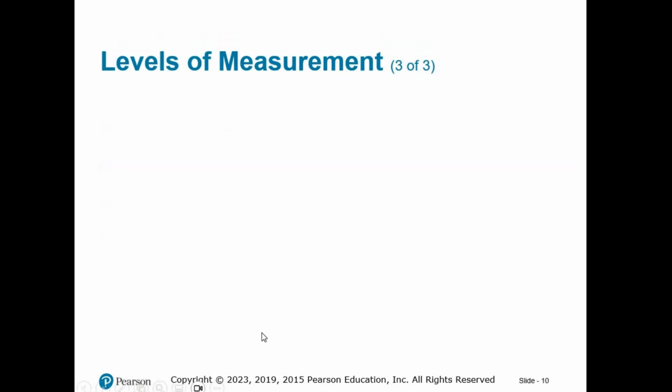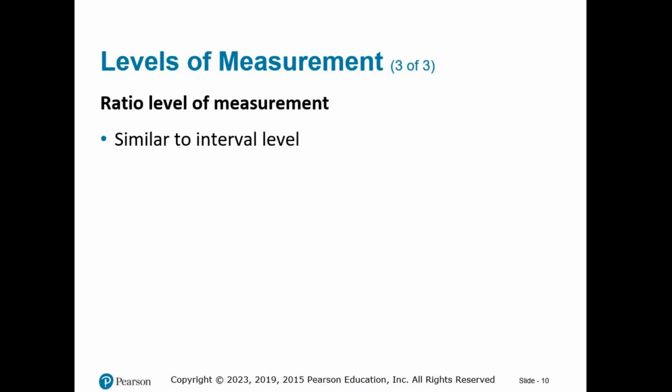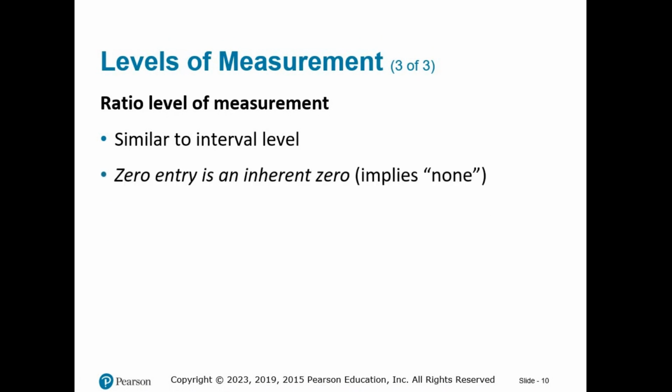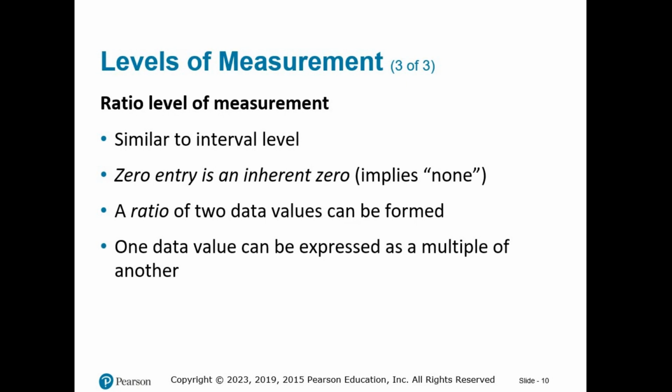The fourth and last level of measurement is the ratio level of measurement. It is similar to the interval level with a few key differences. It too includes quantitative data, and differences can be found among the data entries. But with the ratio level, a 0 entry is an inherent 0, which implies the absence of something. And entries can be mathematically calculated as ratios, or one divided by another.